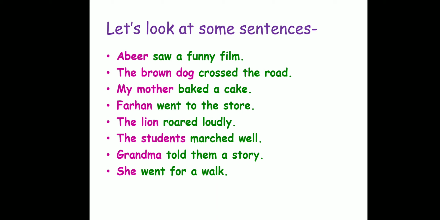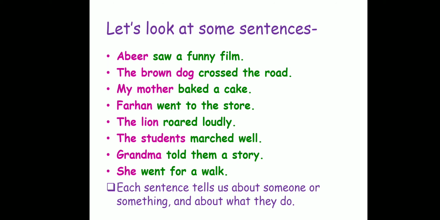Now, in all the sentences that I've read out to you, you must be wondering why are some words in pink and why are the others in green. I'm going to explain that to you in the next slide. Before that, let's look at this. Each sentence tells us about someone or something and about what they do. So, in all the sentences written over here, we are talking about either a person or a thing. And we are saying what the person is doing, or we are talking about something related to that person or that thing.